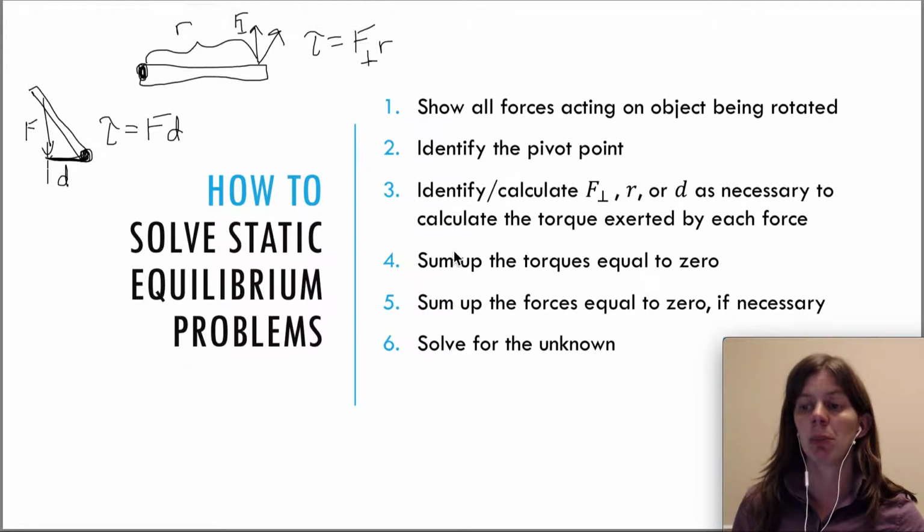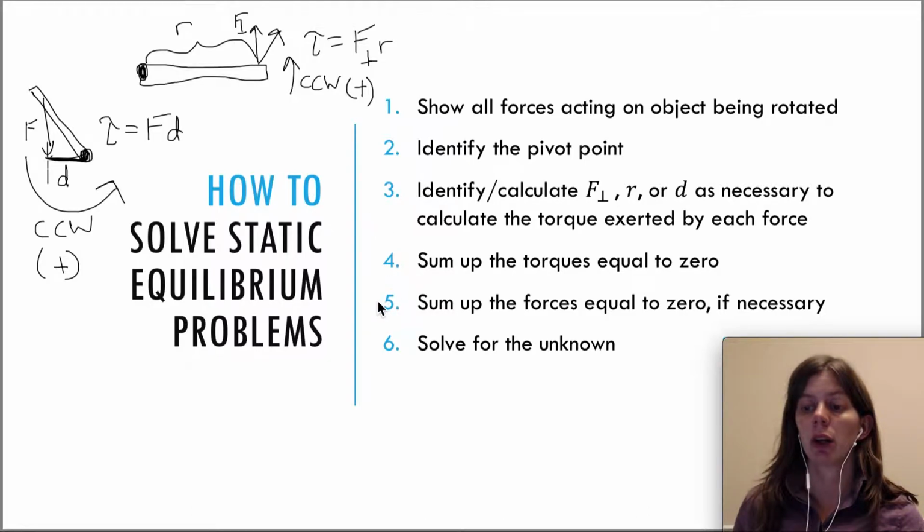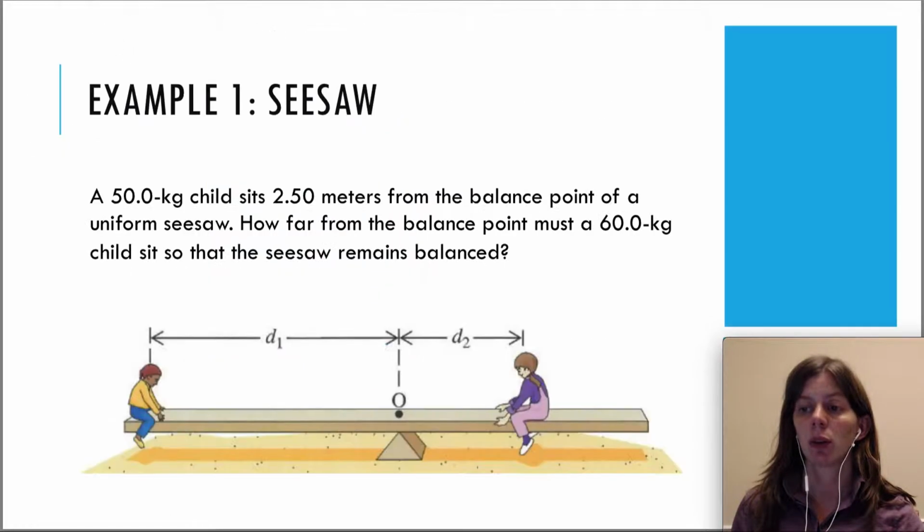And then you go ahead and sum up all the torques that you found equal to 0. Pay attention to the sign. So in this top case, this would exert a counterclockwise torque, which would be a positive torque. While in this case over here, this force would exert also a counterclockwise torque, which would be positive. Always pay attention to that sign. Then you can also use the other condition of static equilibrium to set the forces equal to 0 if necessary, and solve for the unknown. So let's take a look and see how this works.